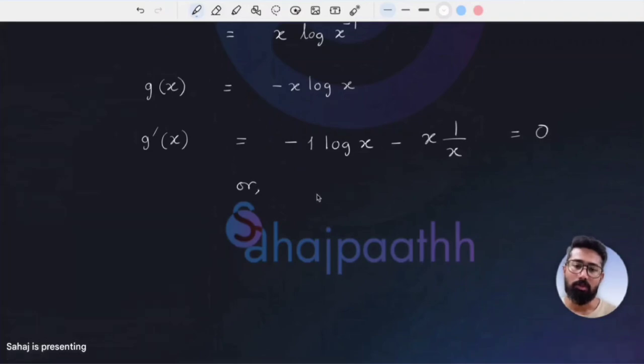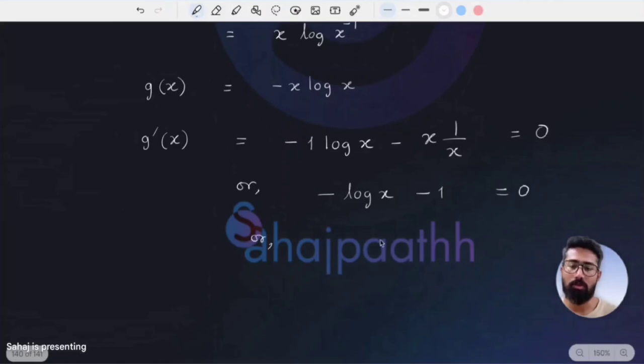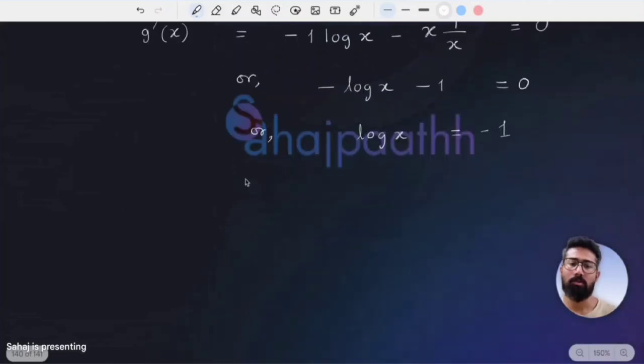So this one is minus log x minus 1 equals 0, or log x equals minus 1. x equals to, where is log x equals to minus 1?